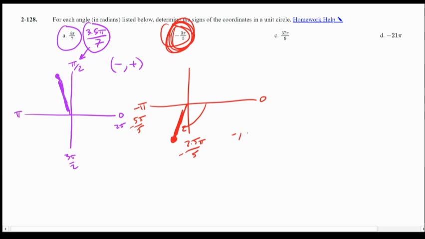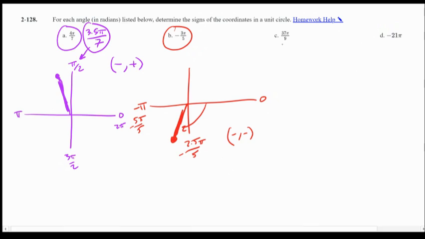If you can't follow how I'm labeling where these are, you can also always add 2 pi to this one here to see what the positive value would be. You can work from there.